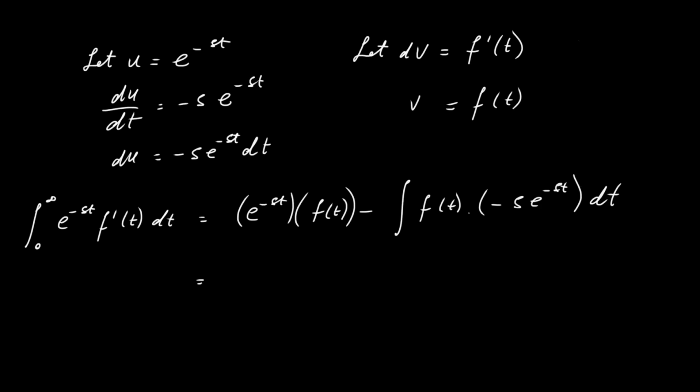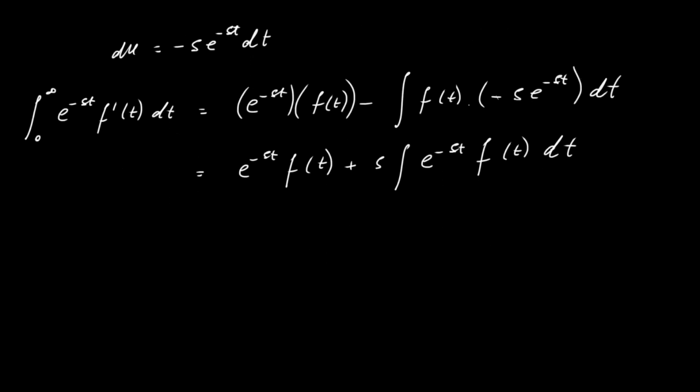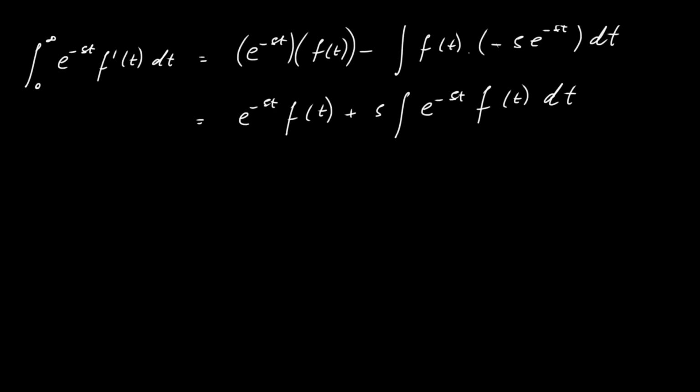This is going to be equal to, let's see, e to the power of minus st times our function. Can't do anything much with that. We have a minus here and a minus here, so that's just going to be plus. We do have a constant here, s, so I'm going to bring that outside the integral. And then we have e to the power of minus st times f of t dt. Okay, so at this stage I should really look at putting in the limits. So let's do that. We have 0 to infinity here, and we have 0 to infinity here.